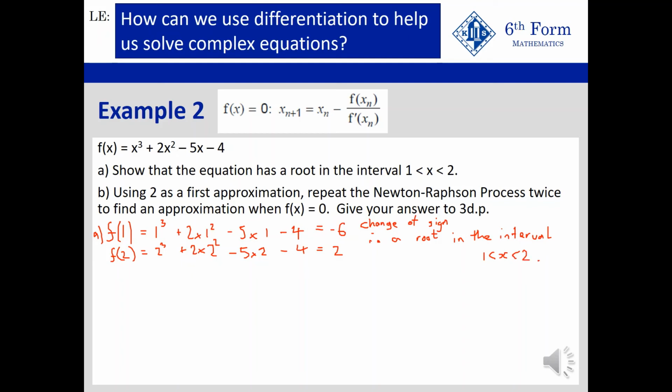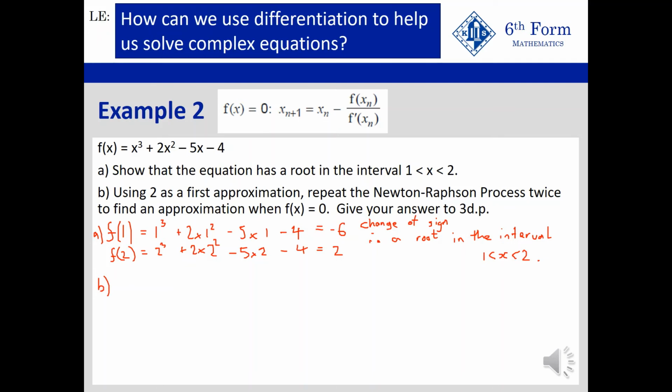Okay, so part B, back to our Newton-Raphson methods. We've been asked to use 2 as the first approximation. If we look at the two answers we got from the change of sign rule, we got a value of 2 for f of 2 and negative 6 for f of 1, so 2 looks to be a little bit closer. We can't know for sure because of the nature of the function, but that's probably going to start us off a bit closer to the solution.